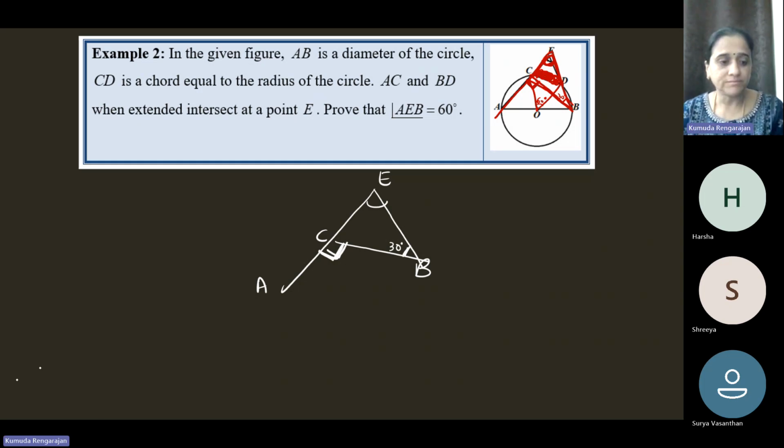So important. Okay, let me finish it now. So this is the exterior angle. Exterior angle is equal to the sum of the two interior opposite angles. So 90 degrees is equal to this angle x plus 30. So x is equal to 60 degrees.